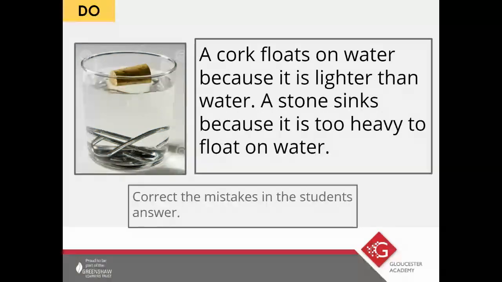The cork does not float on water because it is lighter. It floats on water because it is less dense. The stone sinks in the water because it is more dense. It is really important when we are discussing density that we are talking about density and not weight.